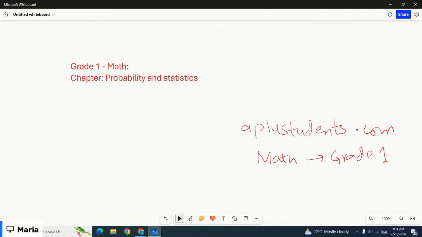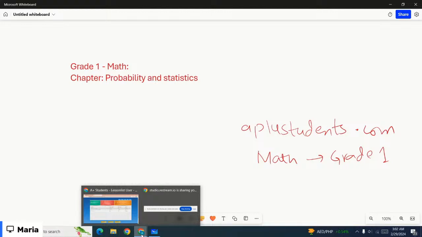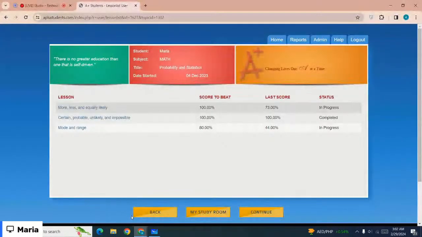Please make sure you have your notebook and pencil so that you can note down the important examples and definitions as well. So let's start with the lesson probability and statistics. Here I am on grade 1 math. The chapter we are on right now is probability and statistics.